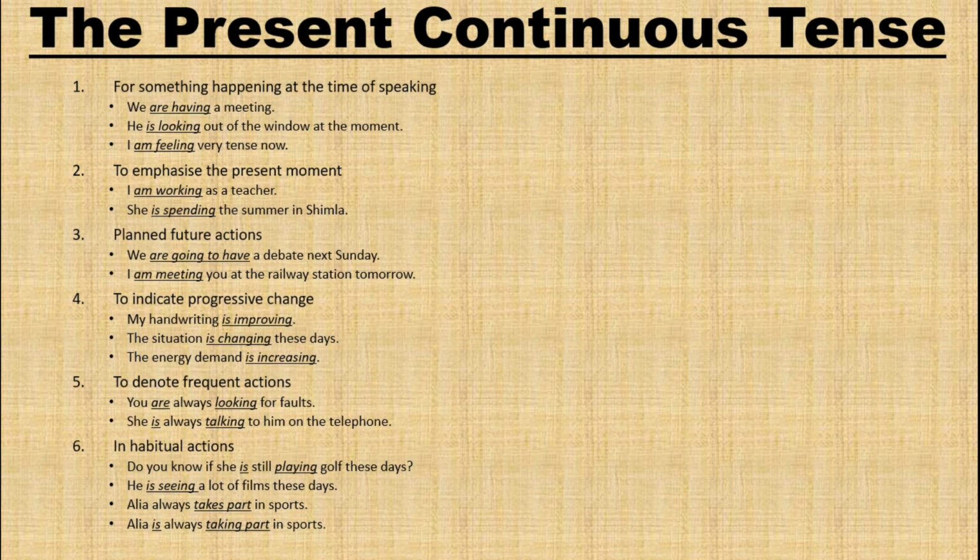Alright? Alia always takes part in sports, and Alia is always taking part in the sports. So, do you see the difference here? In sentence 1, that is, Alia always takes part in sports, the simple present implies that Alia regularly takes part in sports when required to do so. And in sentence 2, that is, Alia is always taking part in sports, the present continuous implies that Alia spends too much time, that is, more than the time expected to be spent on sports. Alright, so now I hope you understood that Alia always takes part in sports is a simple present tense, and Alia is always taking part in sports is a present continuous tense.